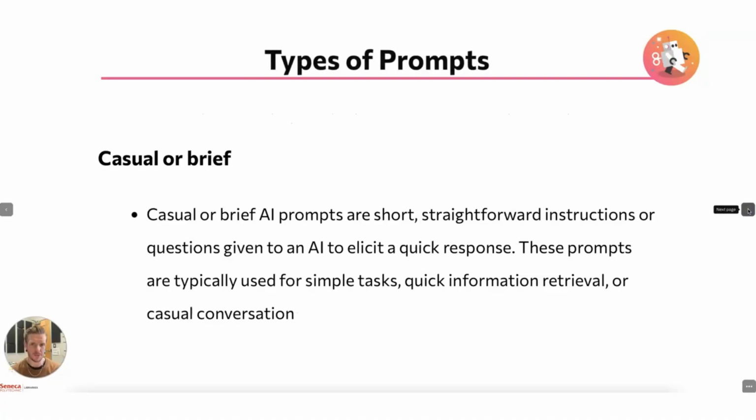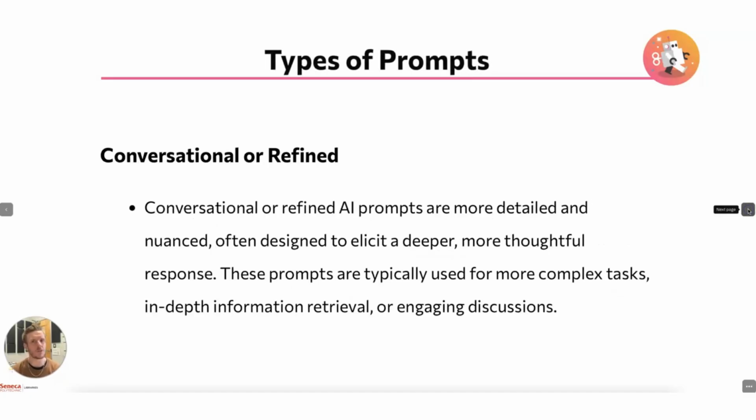There are many different types of prompts. There are casual or brief, which is the simple sentences or questions that we often start off with prompting, and of course those have their time and place. But there are also more conversational or refined prompts, and you may have dived into this area of prompting as well, where you've started off with a simple prompt and then you start chatting with an AI tool to really hone in on what you're looking for or the information that you're seeking. So this kind of back and forth is very common in AI tools and is a different type of prompt.